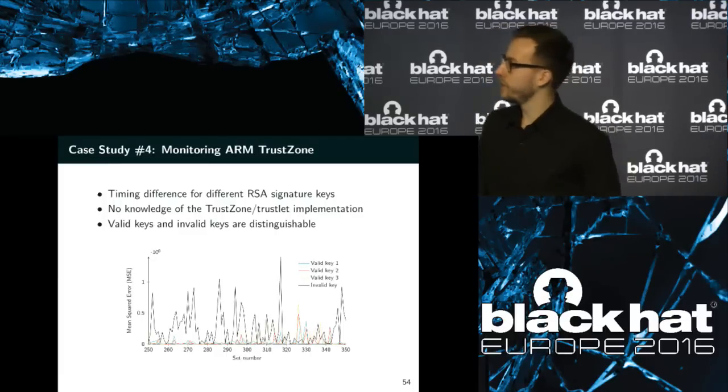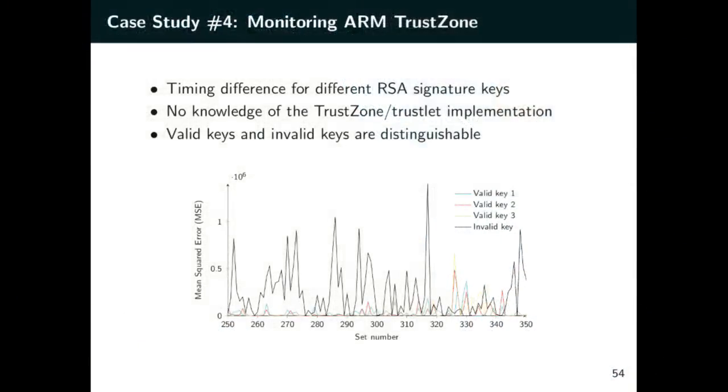On this plot, you see on the x-axis the cache set that is used, and on the y-axis the mean squared error from two measurements in comparison with the mean over all valid keys. The black line is an invalid key, and you see there's a huge difference on almost every cache set if you use an invalid key, compared to a valid key. And over here you can see you can also distinguish which key has been used on some cache sets. Maybe you can build more sophisticated attacks on that, because the TrustZone in the end leaks to the untrusted world, and so you can monitor what's happening in the TrustZone.